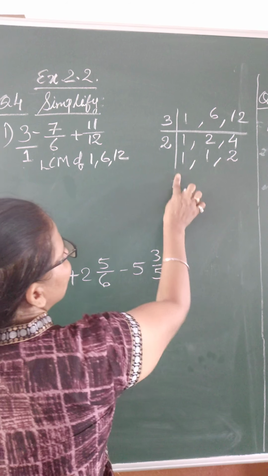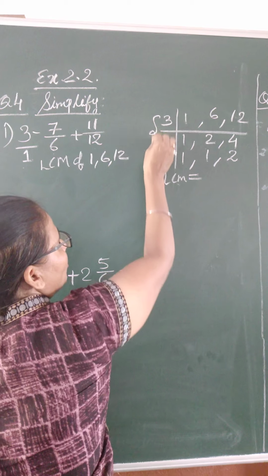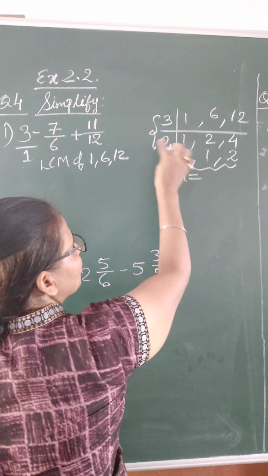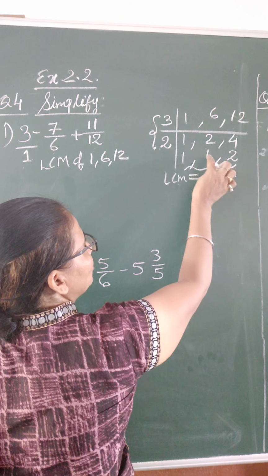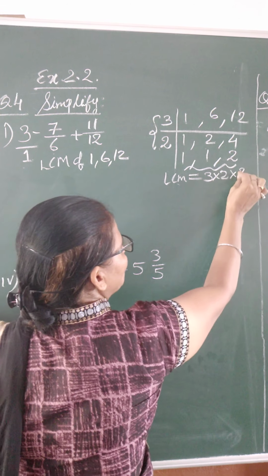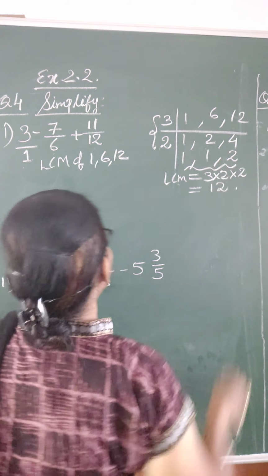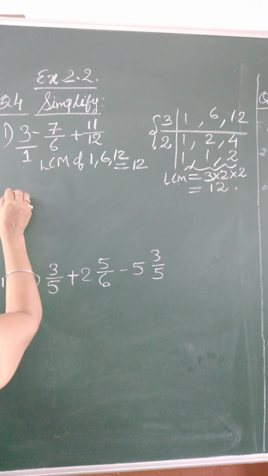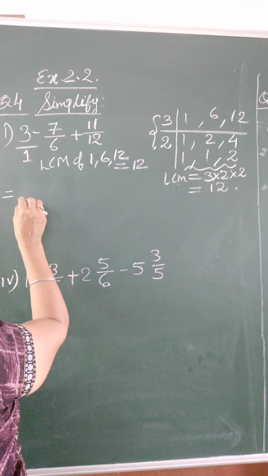So what is meant by LCM? I have already told you, LCM means the product of common factors and uncommon factors. So what are the common factors? 3 into 2, and what is uncommon? 1 into 1 into 2, that is 2. Now multiply: 3 2s are 6, 6 2s are 12. So your LCM is 12. This method is also very easy.